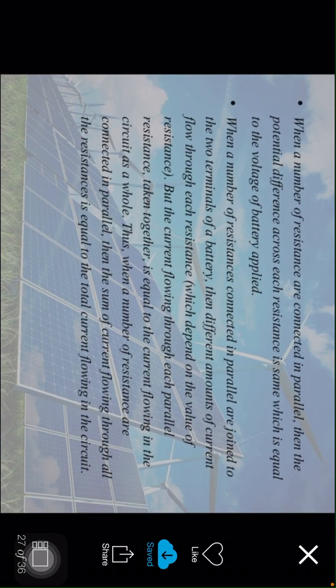When a number of resistances are connected in parallel, the potential difference across each resistance is the same, which is equal to the voltage of the battery applied. When they are joined to the two terminals of a battery, different amounts of current flow through each resistance, depending on the value of the resistance. But the currents flowing through each parallel resistance taken together are equal to the current flowing in the circuit as a whole. Thus, when a number of resistances are combined in parallel, the sum of the currents flowing through all the resistances is equal to the total current flowing in the circuit.